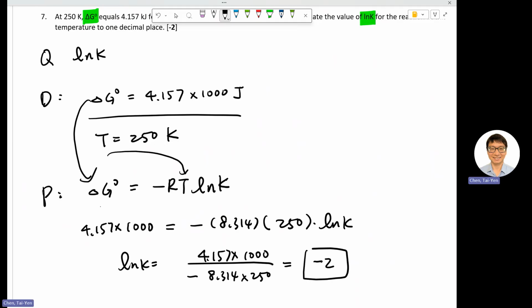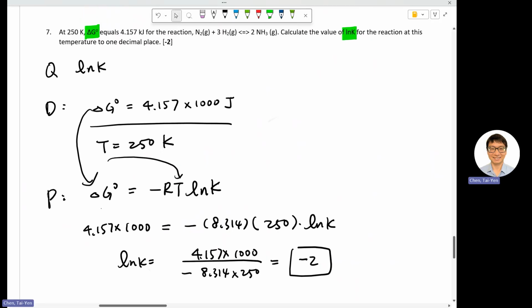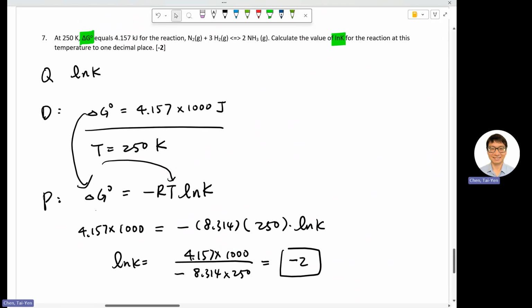Okay, so it's actually very simple. If you can just see the two keywords, natural log K and delta G naught, these two will be tied to delta G naught equals negative RT natural log K. So that's how you solve question number 7.